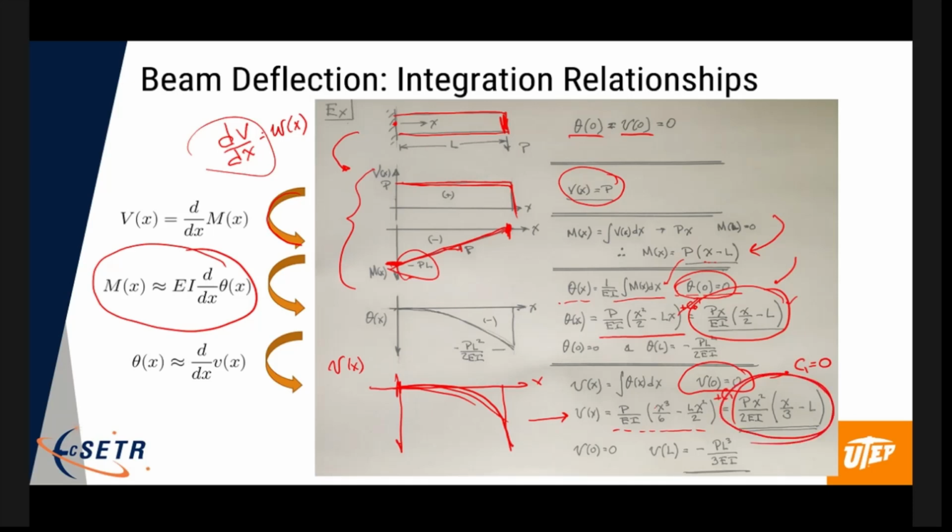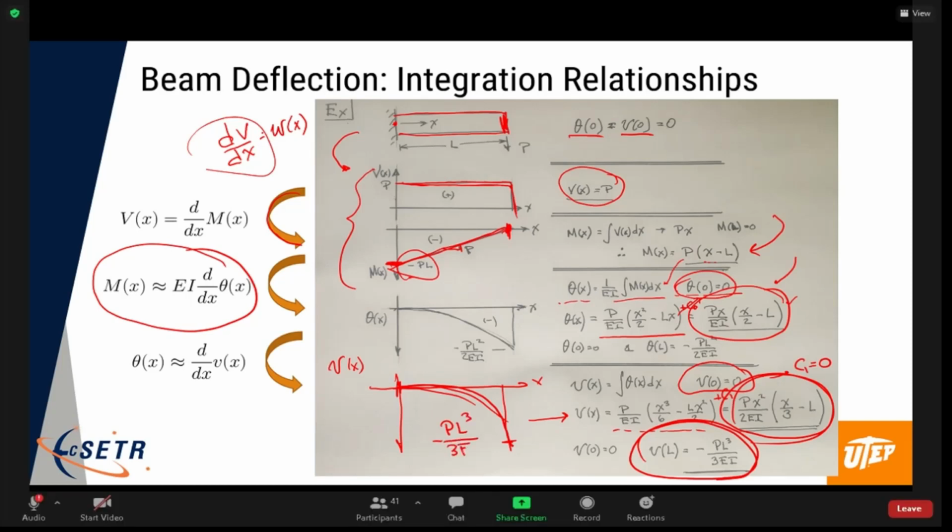Okay? And again, if you had numbers, you would have numbers for P, E, and I, and L, right? The same difference. Oh, that's right, I need an X on L. And obviously, probably most interest is what's the maximum deflection at L, and just put an X equal to L and you get the following, right? So this value down here is going to be minus PL cubed over 3EI.